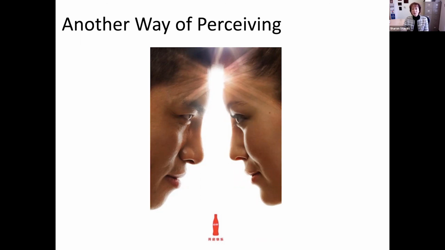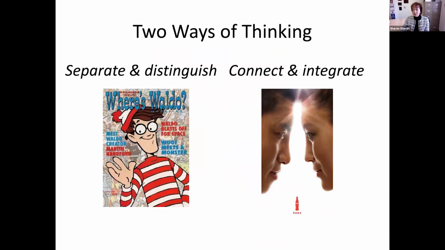Now, why do these two ways of perceiving things matter? Well, because they relate to two ways in which we tend to think about the world. Do we separate and distinguish between elements like products, or do we connect and integrate them to make them into a whole?